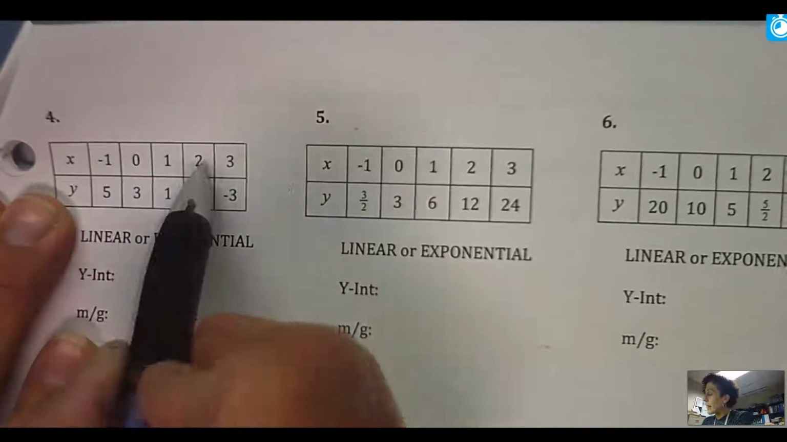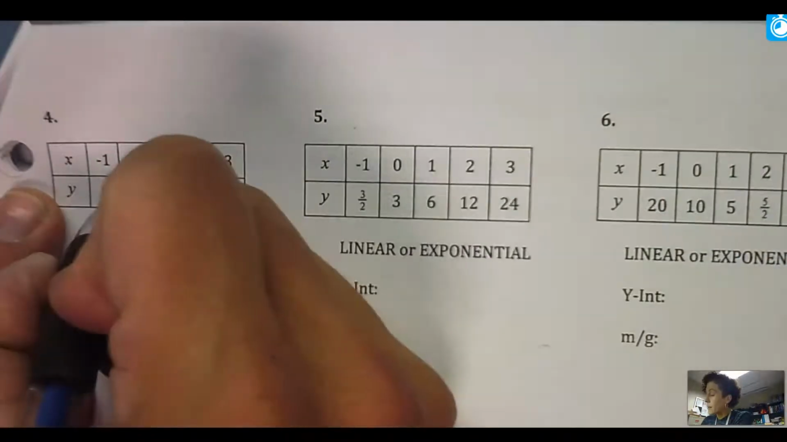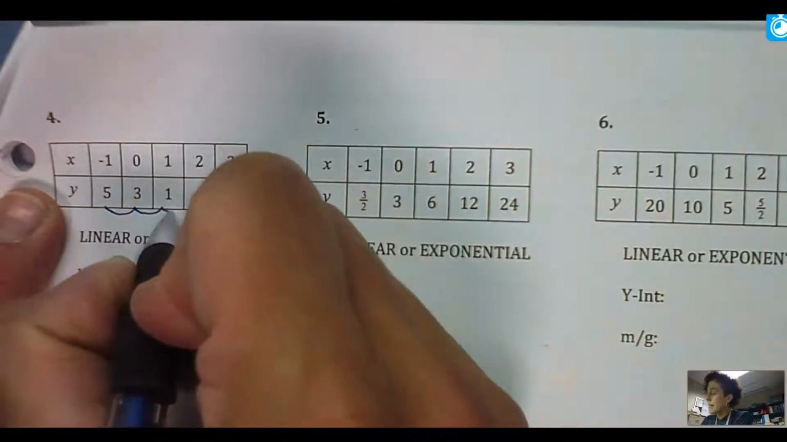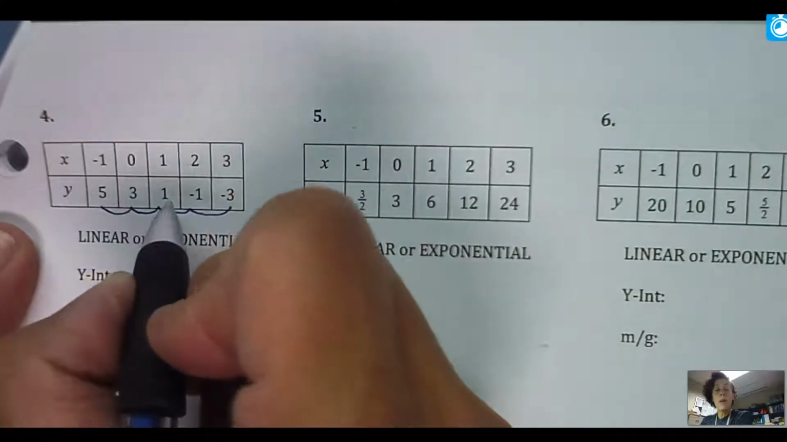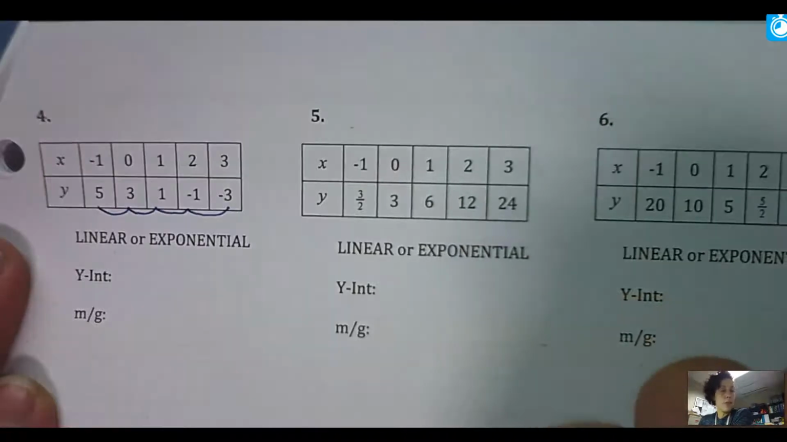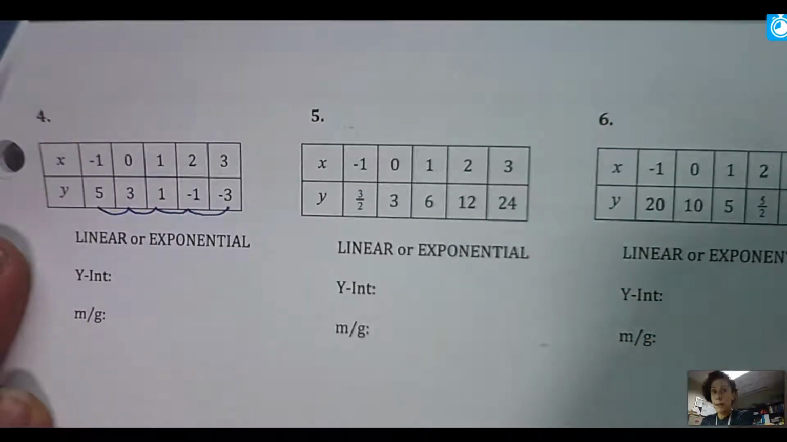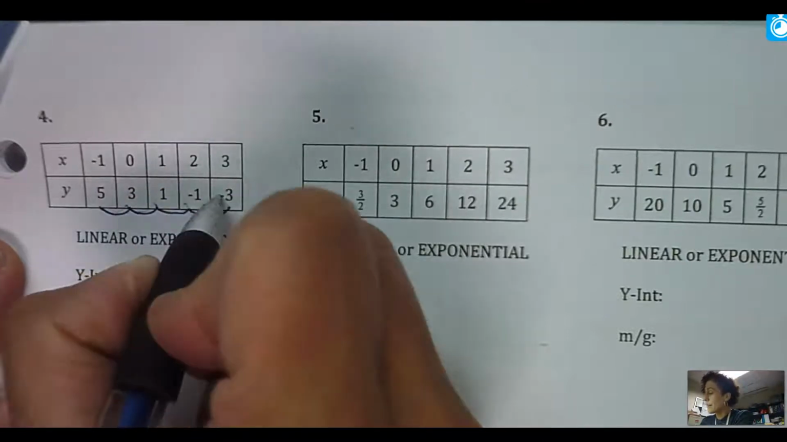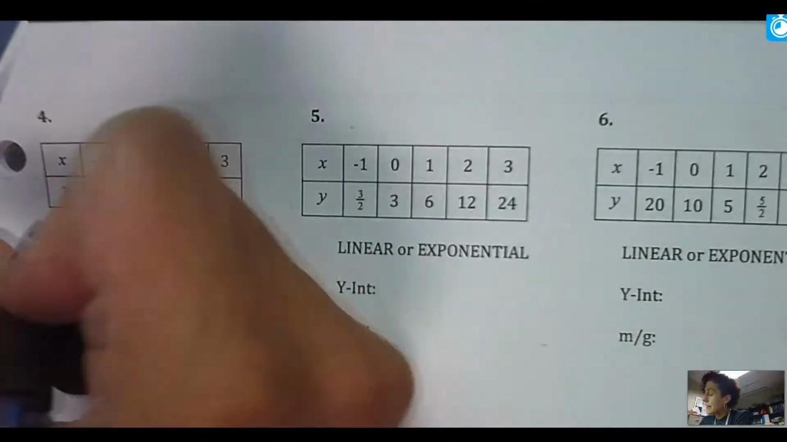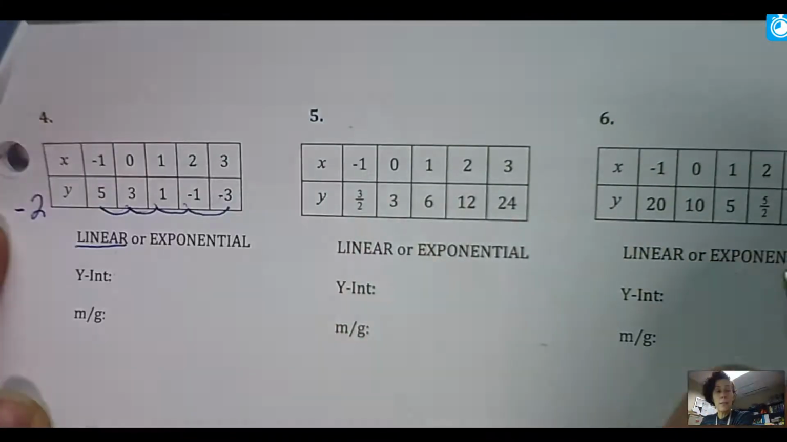So assuming that the x's are going up by 1, which they are, what I want to focus on is how they go from one y to the next to the next. So from 5 to 3 to 1, they're going down. So what I always check for first is, is it subtracting? And it is. I subtract 2, subtract 2, subtract 2, subtract 2. So that's going to make it linear with the fact that it's subtracting 2.